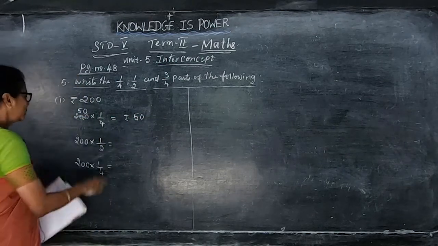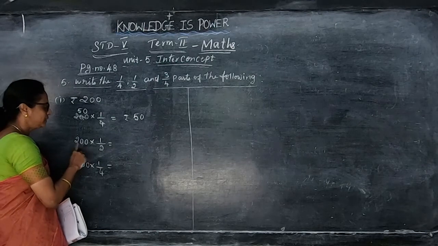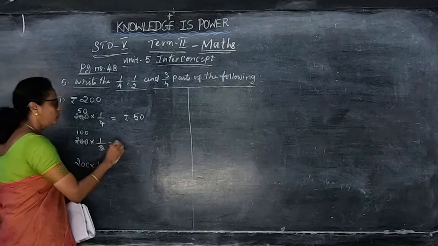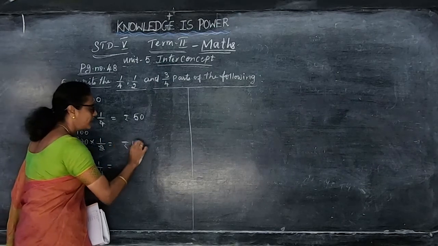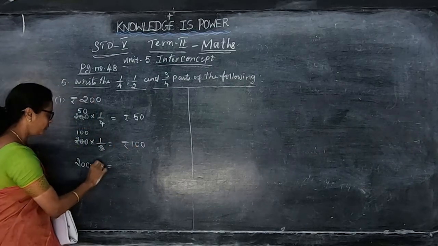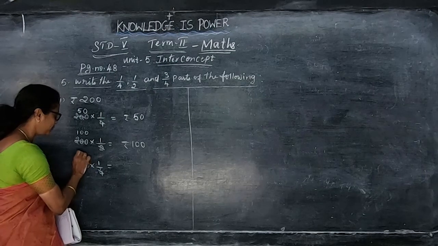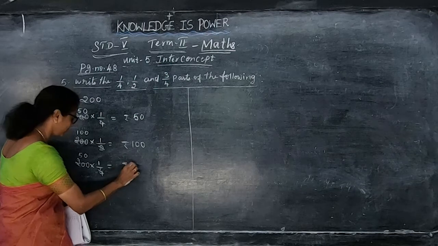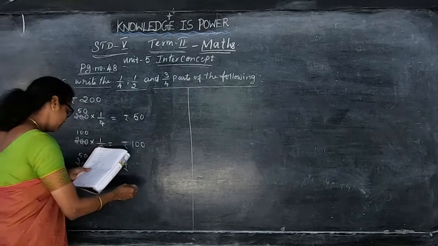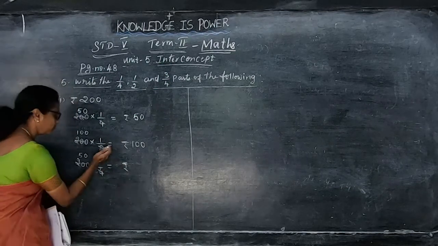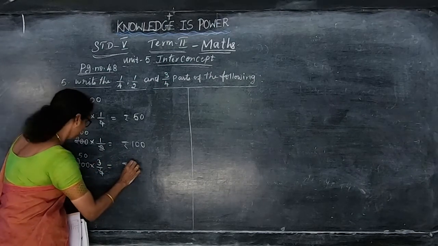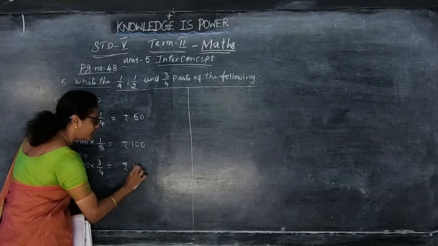Okay. Then 2 into 100. In 200, how many times does 2 go? 100 times it will go. So 100 into 1 is equal to rupees 100. Then 4 tables. 4 fives are 20, 50 times 200. So 50 ones are 50. So that is equal to rupees, 3 by 4 this is. So 3 fifties are 150 rupees, 150.